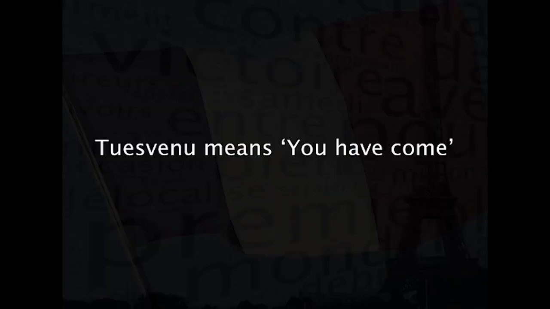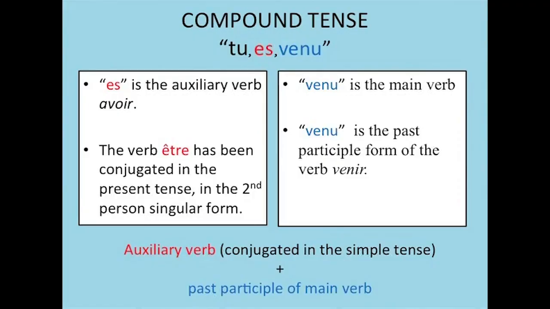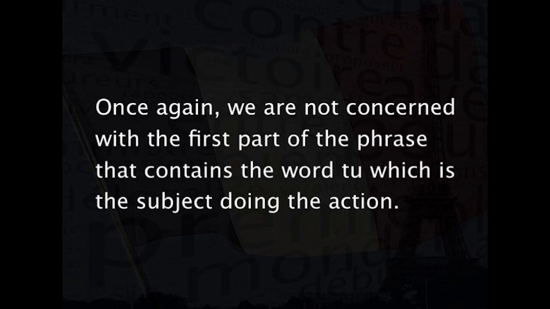Let us see how the verb venir is conjugated in the compound past tense. Tu es venu means you have come. As you can see, there are three words that compose this phrase: tu, es and venu. Once again, we are not concerned with the first part of the phrase that contains the word tu, which is the subject doing the action. It's the second part that interests us.